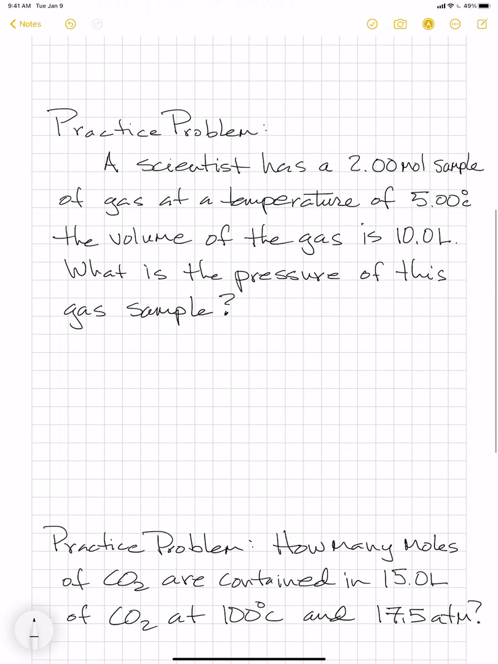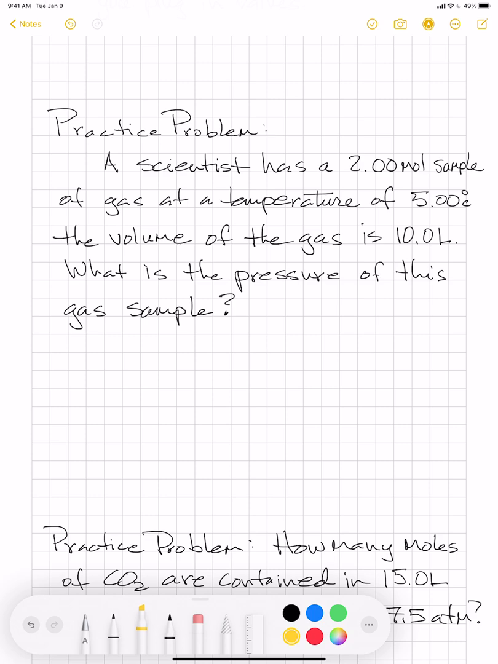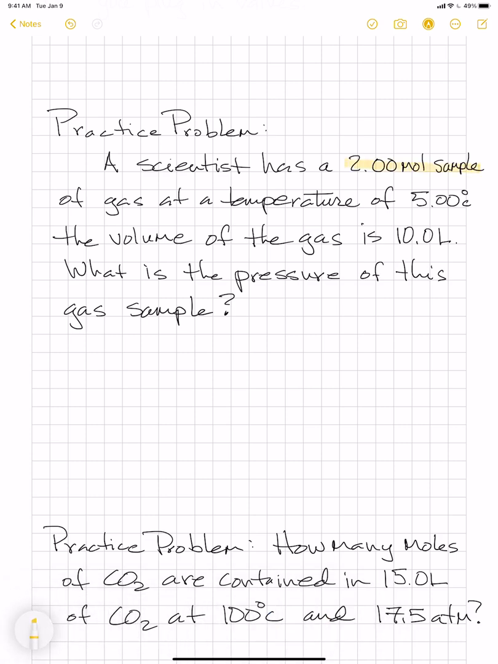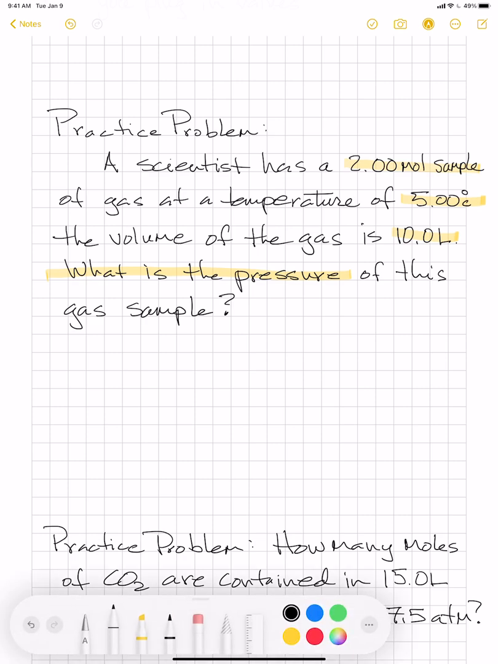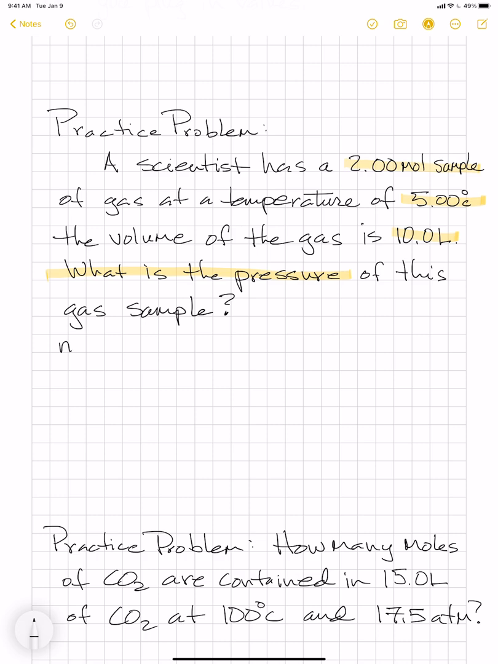Okay, so your first practice problem. A scientist has a 2-mole sample. Let's just start highlighting what we know. So you have a 2-mole sample of the gas at a temperature of 5 Celsius and a volume of 10 liters. And so what is the pressure? Let's solve this. So the first thing I would do is write down what I know. So moles, n is equal to 2.00 mole. Boom, there you go.